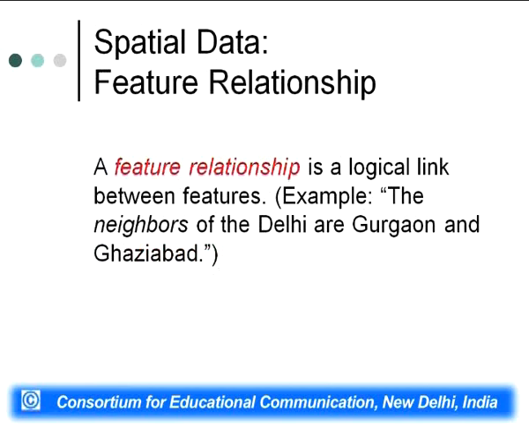Now the spatial data has an inherent relationship in a georeference framework within a system, and because of the capability of topology there is a feature relationship, and in simple terms this is called a logical link between the features. In this case the neighbors of Delhi are Gurgaon and Ghaziabad. So this is how a relationship between features is formed.